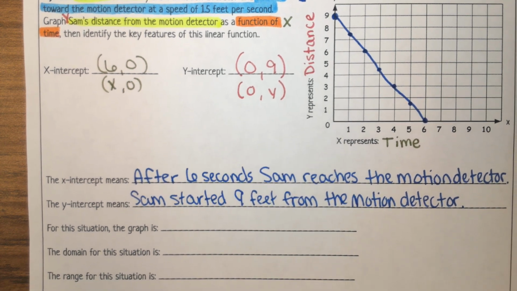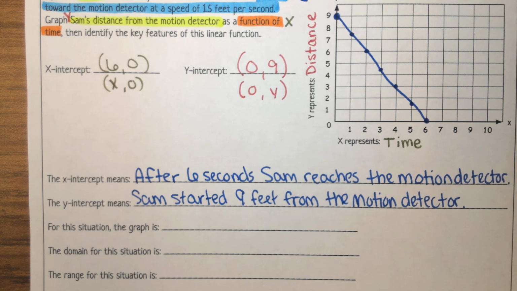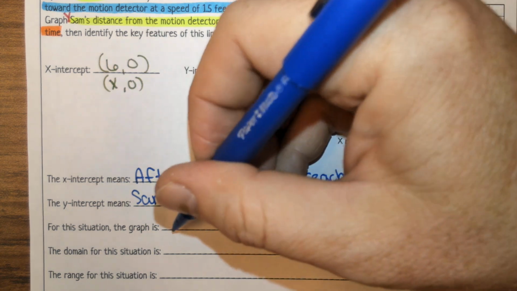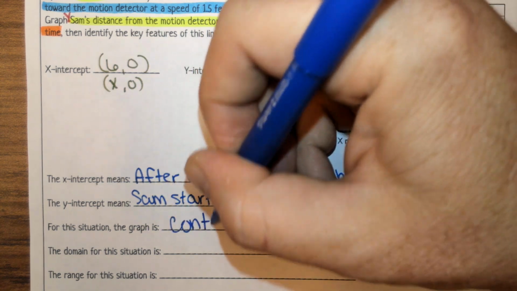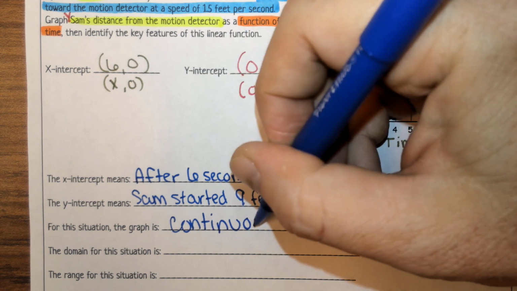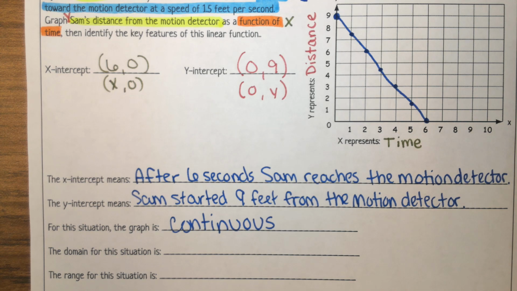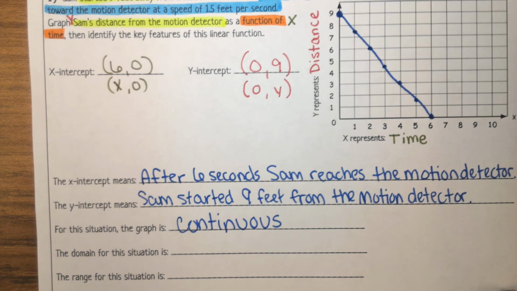All right, the next one. For this situation, is the graph continuous or discrete? Okay, so if I look at this, this is a line, and we know that lines are continuous. Anytime there's time involved, time is continuous. Because again, time doesn't skip. I can't go from 1 minute to the next and nothing in between. That'd be really weird.